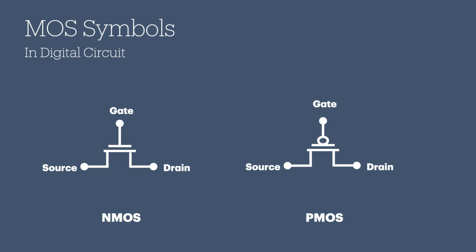In digital IC design, MOS transistors are essentially regarded as switches. The source and drain terminals are considered interchangeable, so the arrow indicators are omitted from the symbols. This results in a simplified representation. End of the lecture.